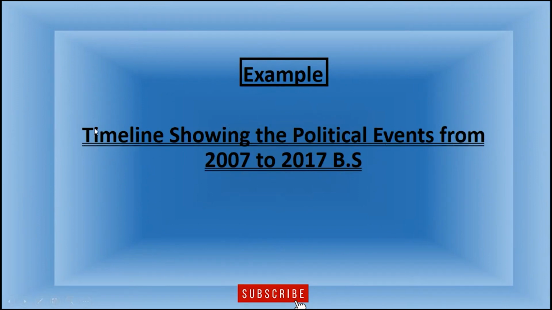So here T is capital, this is the first word, and the second word, Showing, is a verb, so yes, it is a keyword, so capital. The is an article, so it is small. Political is a keyword, so P capital, E capital. From is a preposition, so small, and to, the infinitive, is small. So in this way keywords will be capital and prepositions, articles and to-infinitives will be small.